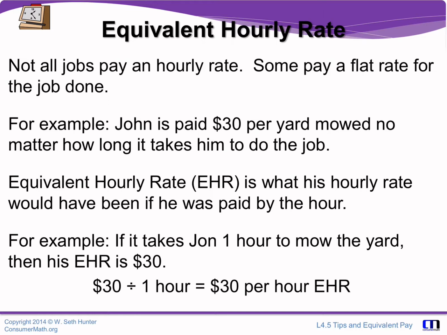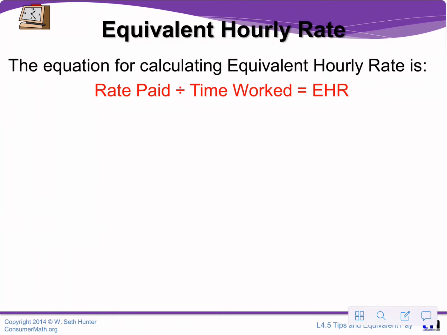For example, if it takes John 1 hour to mow the yard, his EHR is $30. It is 30 divided by 1 hour, which would equal $30 for his EHR. The equation for calculating equivalent hourly rate is rate paid divided by the time worked.